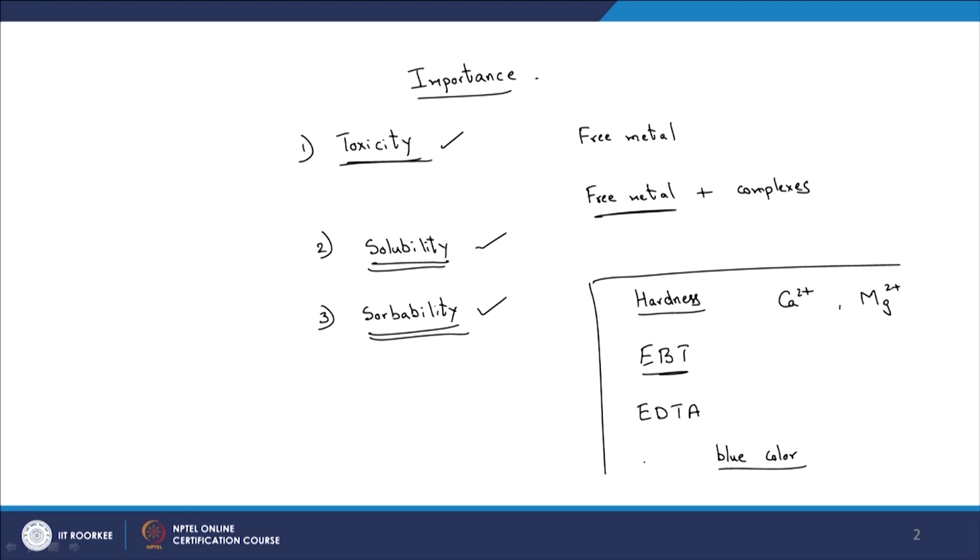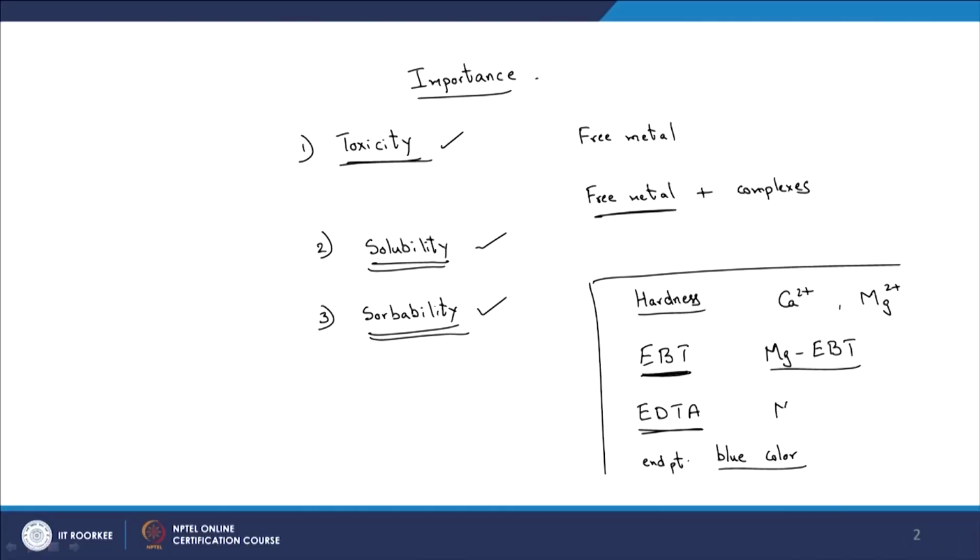The blue color is your end point, if you remember that. So what's happening here? Initially, EBT is a ligand and EDTA2 is also a ligand. So Mg-EBT complexes are formed initially. Magnesium and EBT complexes are formed when you initially add EBT to your solution.